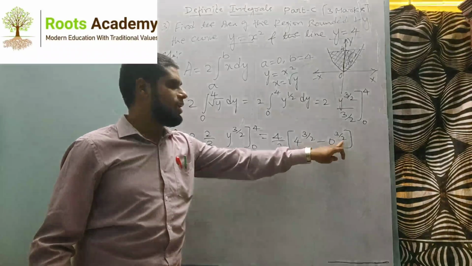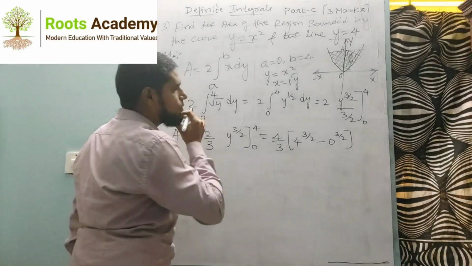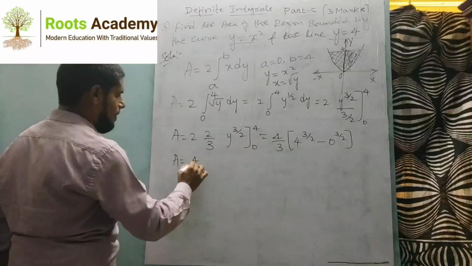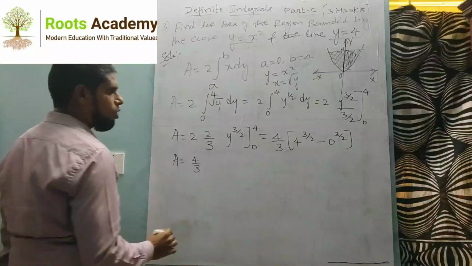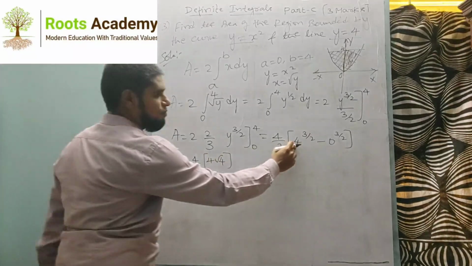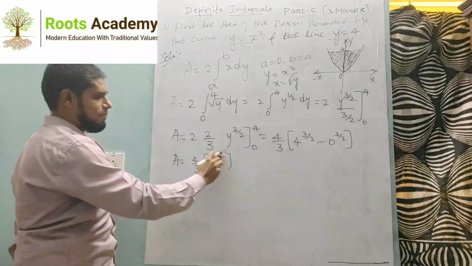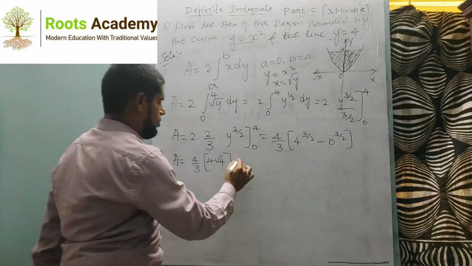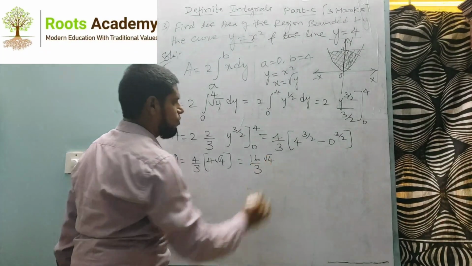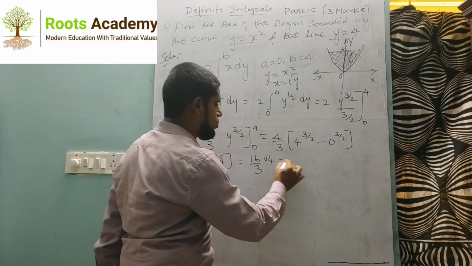Students, lower limit is 0, so we can neglect this because 0 power anything is 0 only. But 4 power 3 by 2 can be written as 4 root 4, because 4 power half times 4 power half. So it becomes 4 power 3 by 2, 4 4s are 16, by 3, root 4 here. 4 4s are 16 root 4 as well. What is root 4? It is 2.